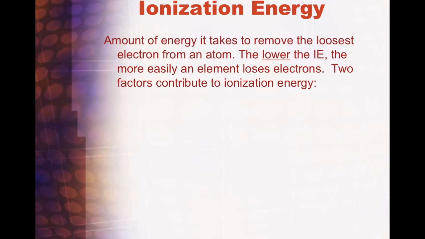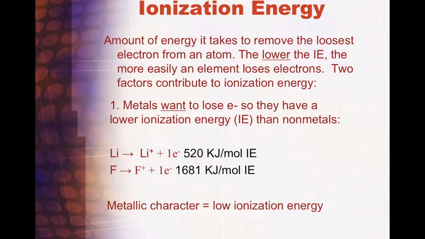Now the next trend we'll look at is ionization energy, which is the amount of energy it takes to remove the loosest electron from the atom. The lower the ionization energy, the more easily an element loses electrons. And just like with metallic character, two factors contribute to ionization energy.